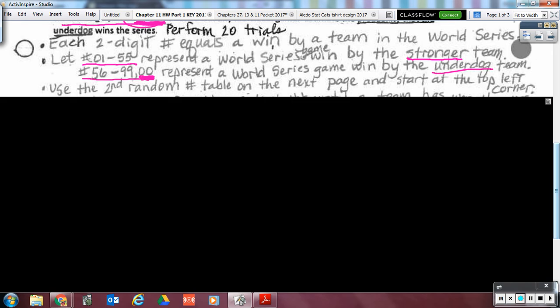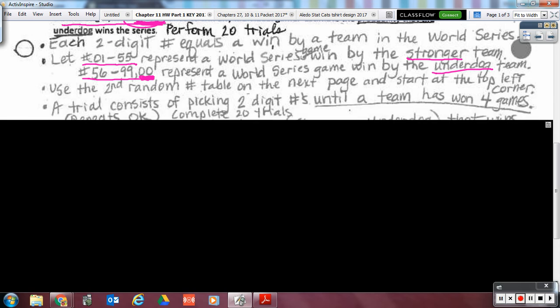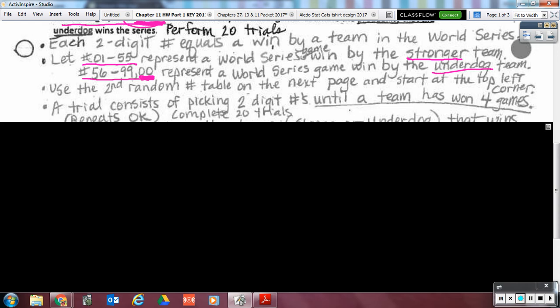I used the second one and started at the top left corner. Now, a trial consists of a World Series. So a trial consists of picking 2-digit numbers until a team has won 4 games in the World Series, and then you have a winner. You can have repeats because if 54 represents a strong team win, you could have 54, 54, 54. And it told me to complete 20 trials.